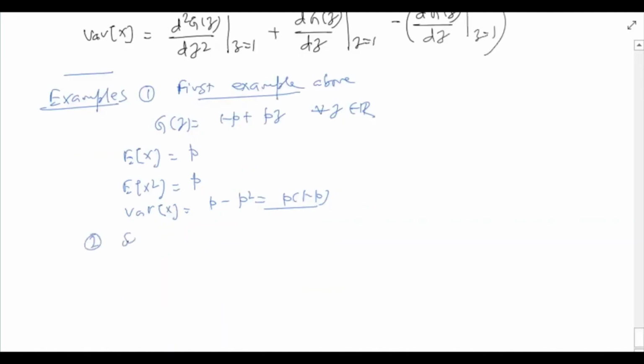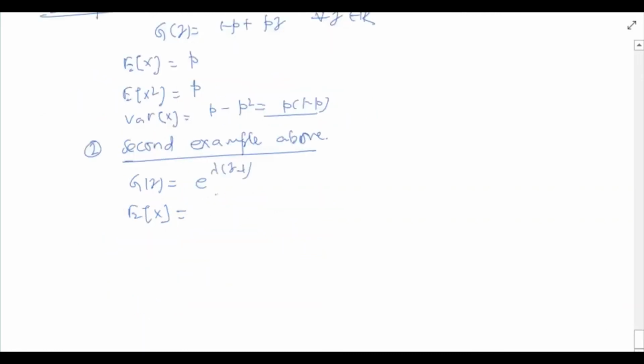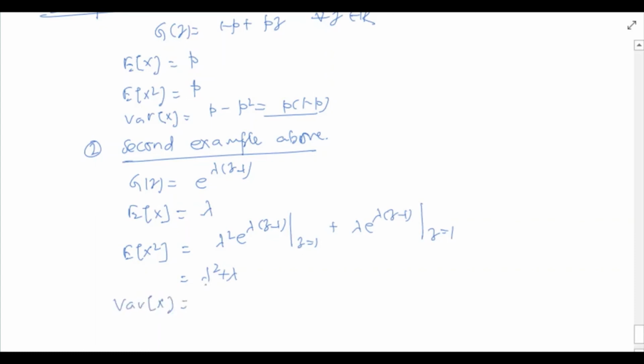Let's now see the second example above. Recall that in this example, the PGF was e raised to lambda (z minus 1). So the expectation of the random variable X can be computed as the derivative of G(z) evaluated at z equal to 1. Its derivative is lambda times e raised to lambda (z minus 1). When evaluated at 1, we simply get lambda. The second moment of X will be the second derivative, lambda square e raised to lambda (z minus 1) evaluated at z equal to 1, plus the first derivative evaluated at z equal to 1, which is lambda e raised to lambda (z minus 1) evaluated at z equal to 1. So this turns out to be lambda square plus lambda. From the above two, we can see that the variance of X will be lambda square plus lambda minus lambda square. So it will simply be lambda.